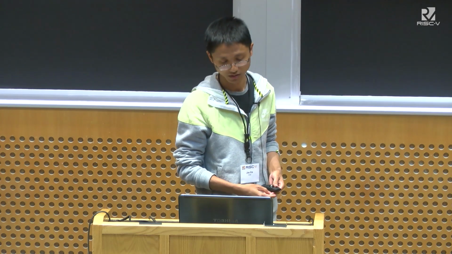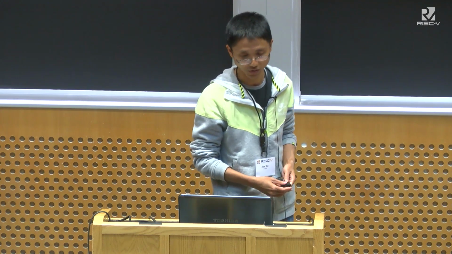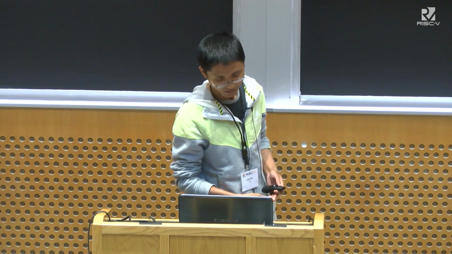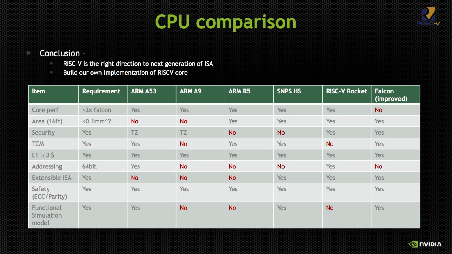Basically, we evaluated all the options against our key requirements and see if any one of them can meet all our requirements. We compare all the CPUs. Our key requirements include core performance; we require at least a 2x performance from the new CPU versus today's Falcon. Area-wise, it needs to be very small, and it needs to have a security model. And because of the large memory latency, it needs to have a tightly coupled memory so that some critical code can be executed from that. And it needs to have a cache, and the addressing has to be 64-bit.